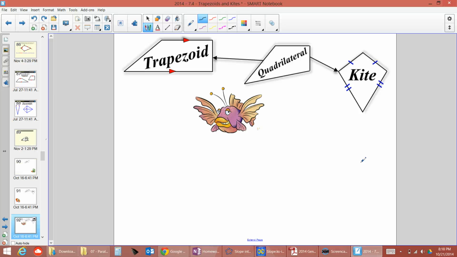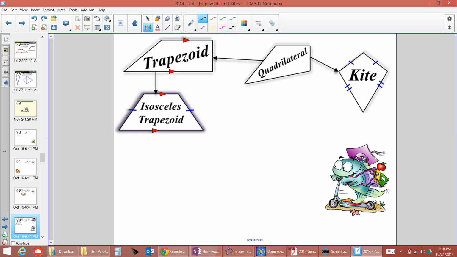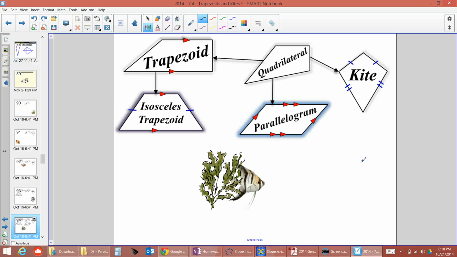Now, if I want to go a different direction, let's say a different kind of special quadrilateral. If they have one set of parallel sides, it's a trapezoid. If I have a specific kind of trapezoid, I get an isosceles trapezoid because the legs are the same length. Or I can ask, what if I have two sets of parallel lines? Notice how here we have no parallel lines, here we have one set of parallel lines, and here we have two sets of parallel lines.